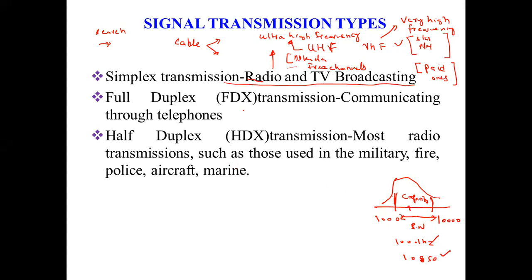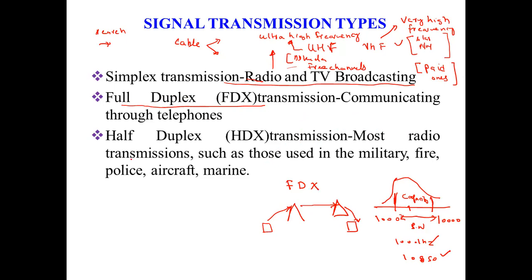When you are using the telephone, we use duplex communication, from both sides. You are having a phone, a tower, another phone, and a tower. So this is receiving here, then this is transmitting here, then this is going back here. This type of arrangement is called full duplex transmission.